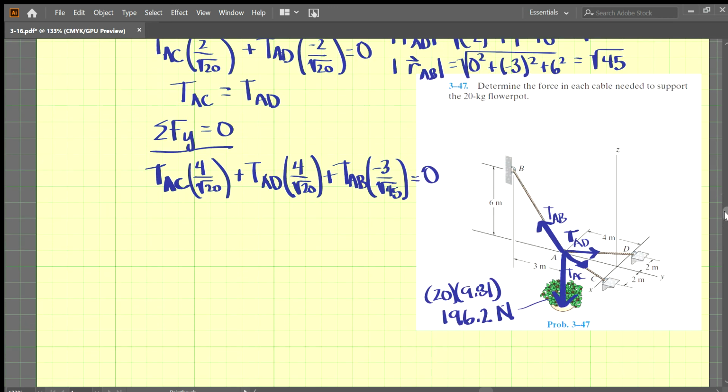So we could start subbing stuff in, but let's hold off on that. So that's our second equation. And then lastly, let's do the sum of the forces in the z direction.